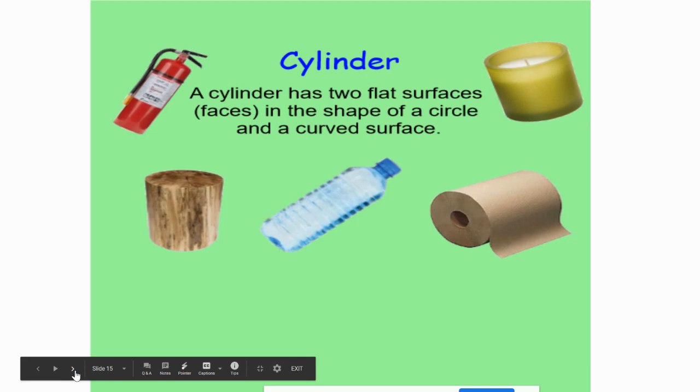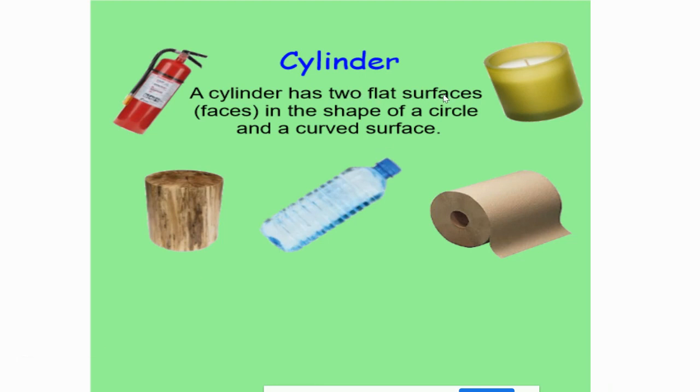Next, we have a cylinder. A cylinder has two flat sides on the top and the bottom that can sit still, like this piece of wood. We use that for balance and weighing, if you remember. And in the shape of a circle, and it also has a curved surface. So it has two faces, a circle up here, a circle down there, but the other part is curved, just like a soup can or a candle.